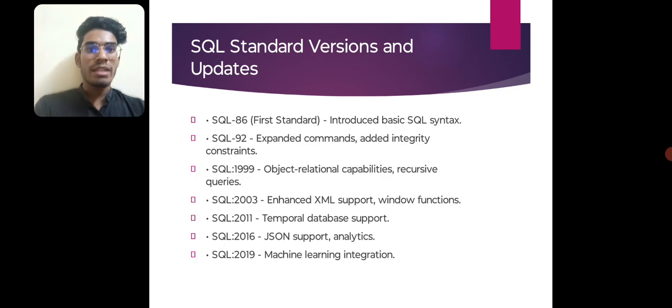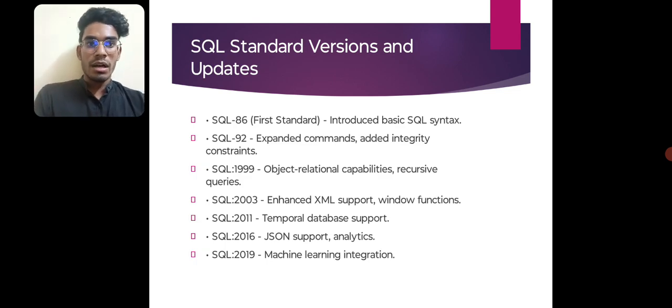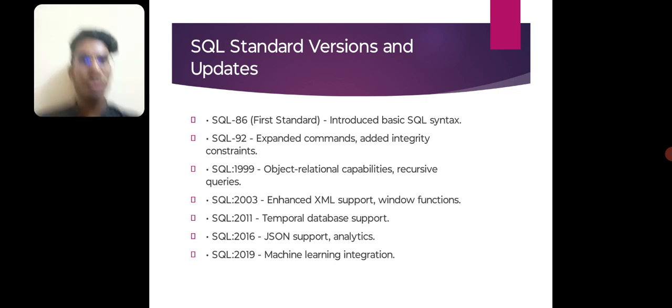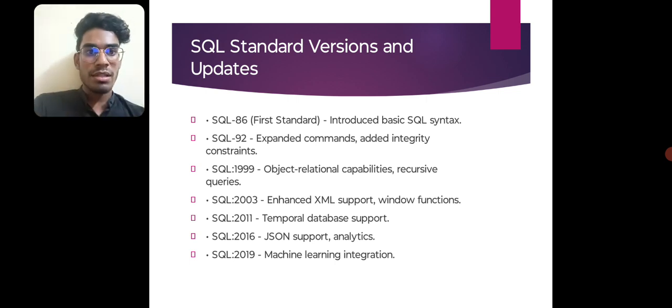SQL standard versions and their updates. SQL in 1986, the first standard, introduced basic SQL syntax. SQL in 92 expanded commands and added integrity and constraints. SQL in 1999 added object relational capabilities and recursive queries. SQL 2003 enhanced support for window functions. SQL 2011, temporal database support. SQL 2016, JSON support and analytics. SQL in 2019, machine learning integration.